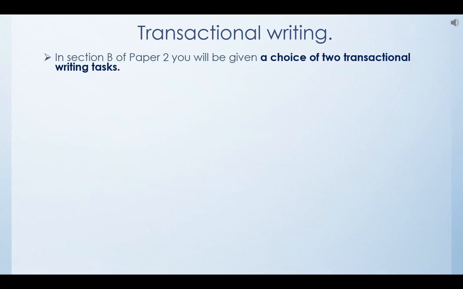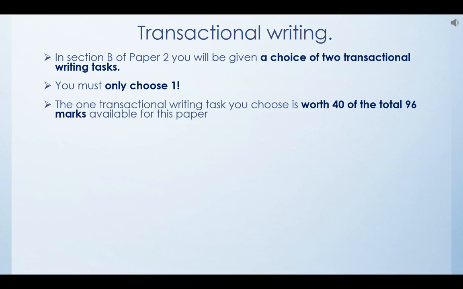So to recap then, in section B, you're given a choice of 2 transactional writing tasks. You must only choose one. Do not try and do them both. You must only choose one. They want to see an extended writing response. They want you to give your full attention to just one of those tasks.